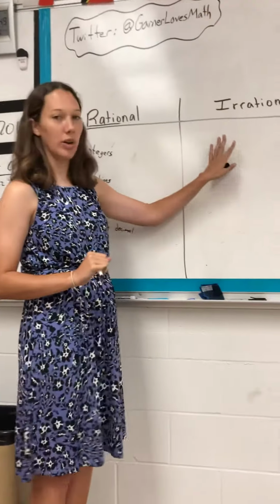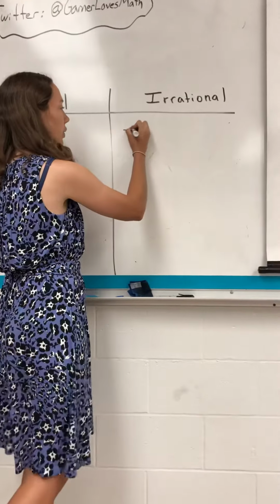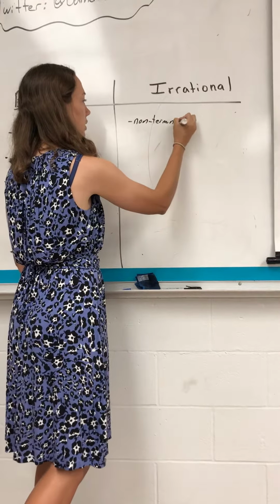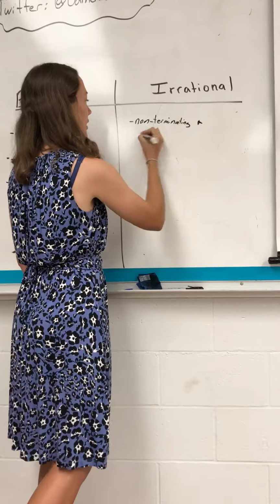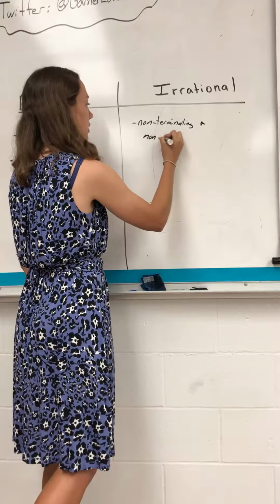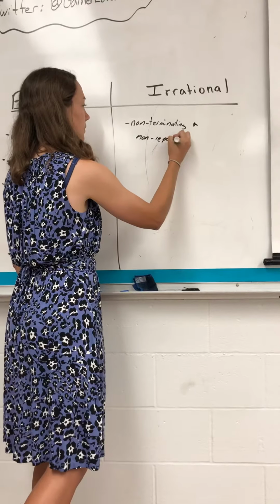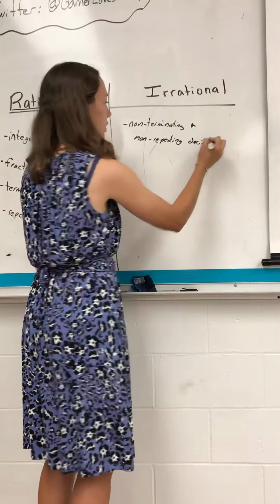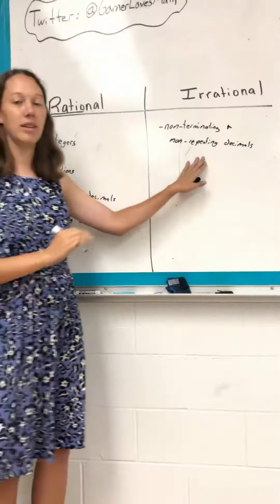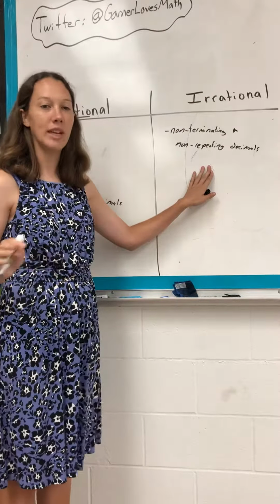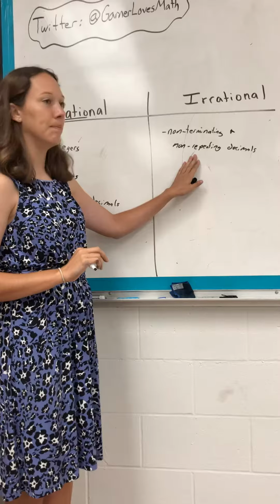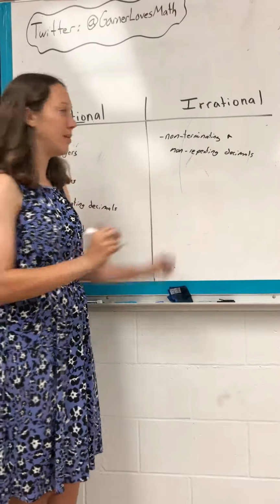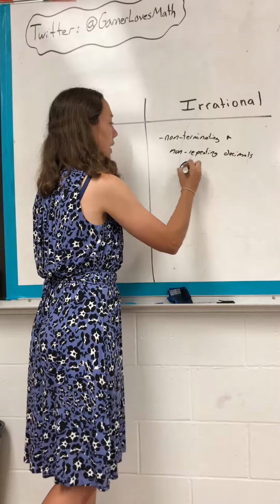On the other hand, our irrational numbers, we're going to have non-terminating and non-repeating decimals. So this is any decimal that goes on forever, the numbers are random, they don't repeat. These really long, funky numbers are irrational. The most famous example of this is pi.